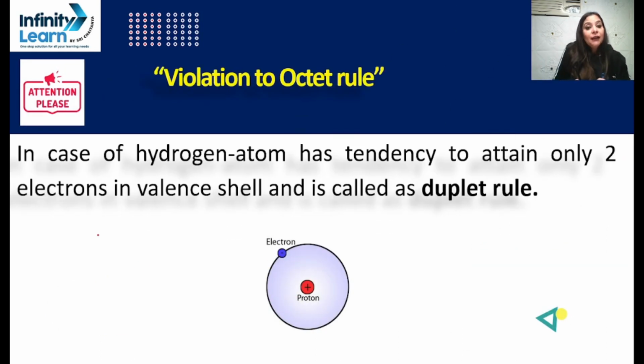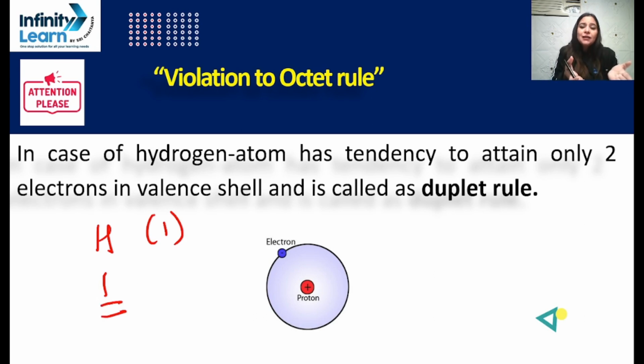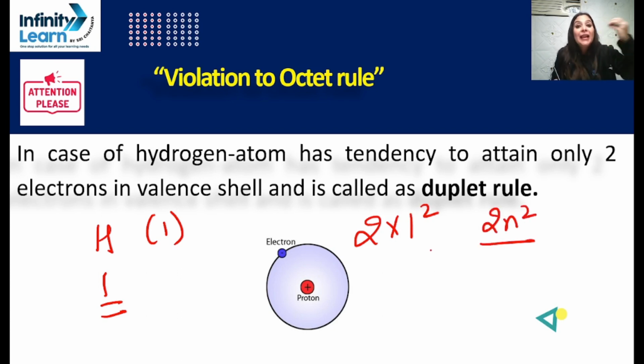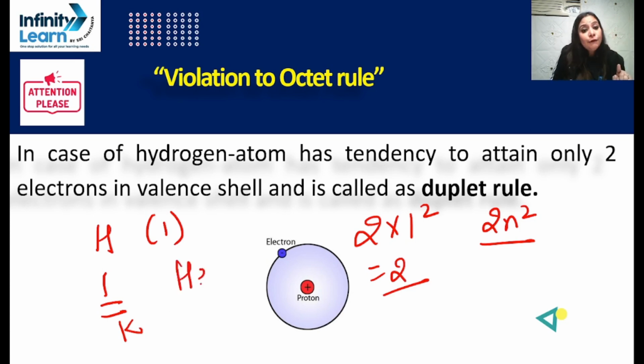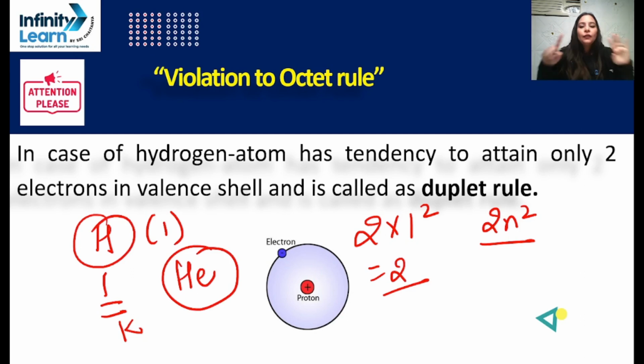For example, if I talk about hydrogen, atomic number is 1, configuration is also 1. So do you think that it has 8 electrons in its first shell? No. Let me tell you that the first shell, as per the Bohr-Bury rule, which is 2n square, shows the maximum number of electrons any shell can hold. So it is having only the first shell, which can hold a maximum of 2 electrons, right? So hydrogen and, same for helium, they don't obey the octet rule.